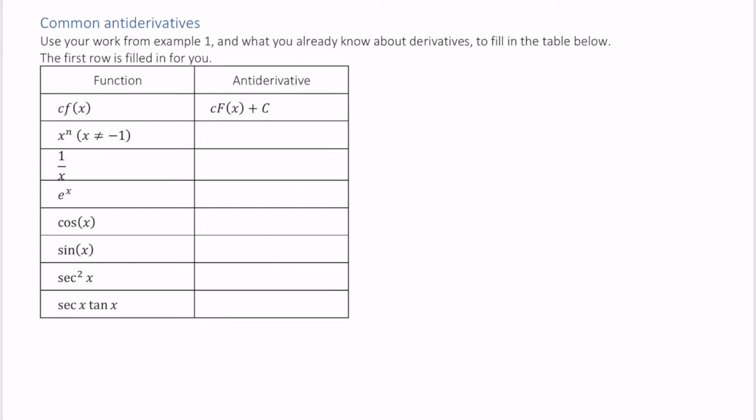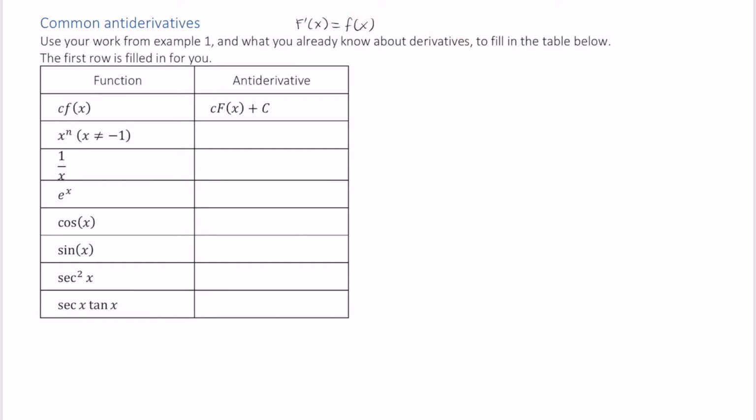Welcome. In this video, we're going to build upon what we've already discussed and covered to build a table of common antiderivatives. This first one is already done for you, and if you recall, the derivative of big F of x is equal to little f of x, and because of this we can say that big F of x is the antiderivative of little f of x.